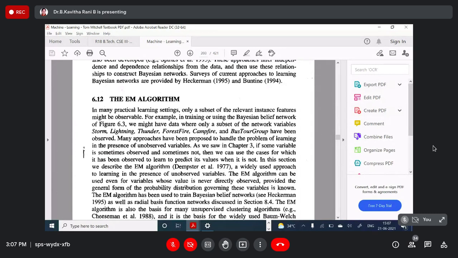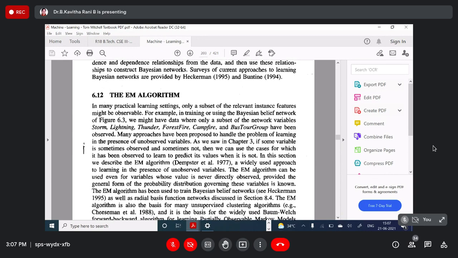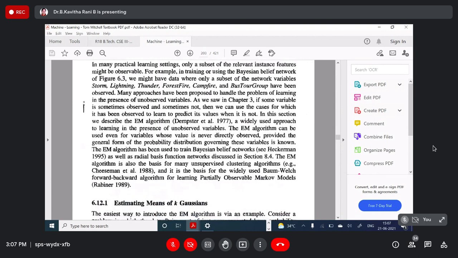So the EM algorithm can be used for variables whose value is never directly observed, and provides a general form of probability distribution. There we will be using EM algorithm. EM algorithm was developed in 1977 by Dempster, and it is a widely used approach for unobserved variables. EM algorithm is also the basis for many unsupervised clustering algorithms.